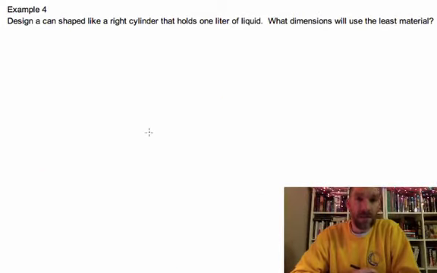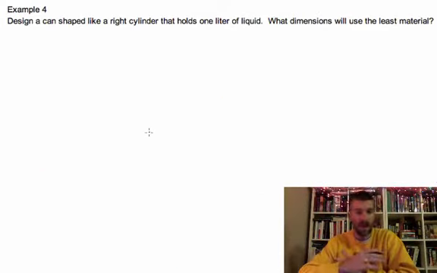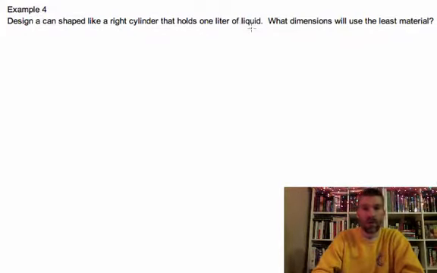All right, this is a toughie. There's a lot going on here. You may need to watch this part of the lesson a couple times, or at least maybe tweet a question or ask. But we want to design a can shaped like a right cylinder that holds 1 liter of liquid. What dimensions use the least materials to make that can?